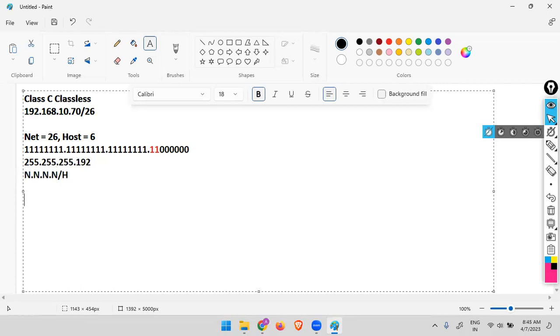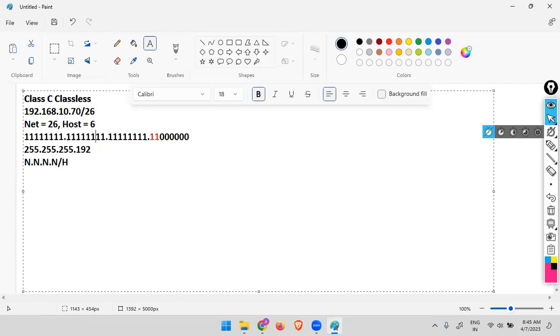So again, if I want to calculate the total number of networks, what will be my total number of networks here? 2 power 2, that will be 4, because the number of interesting or borrowed bits is 2. So the total number of networks is 2 power 2. This time 4 networks are going to be designed. See, this number of networks I'm calculating according to this IP address. So for which octet will I calculate the block size? The 4th, because the 4th octet is my interesting octet.